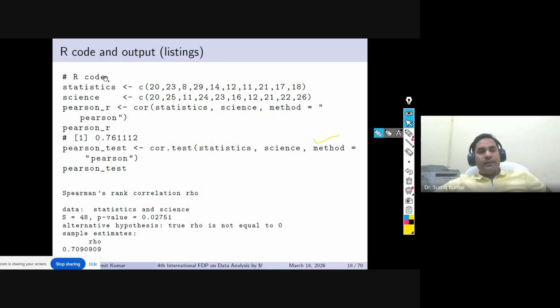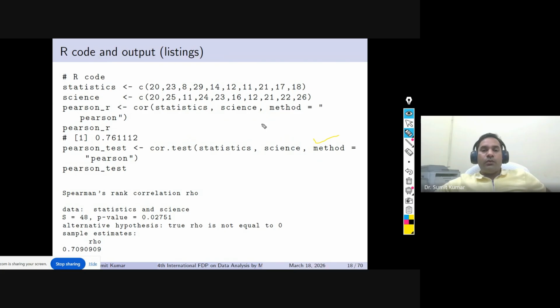So this is the method that we have to assign the values. If you are assigning some value to variables, like X or Y, you can assign single values. If you have more than one value, then you have to combine them by using the character c. This is the method, or this is the vector, you can say. We have saved these values to statistics, and we have saved these values to science.